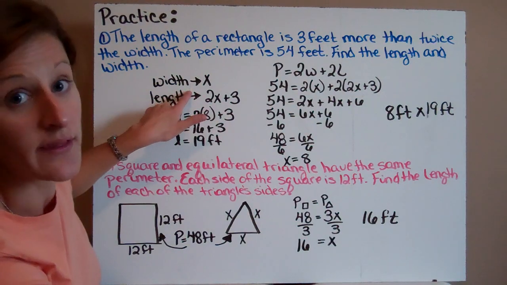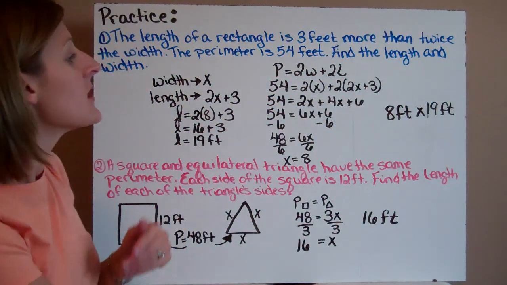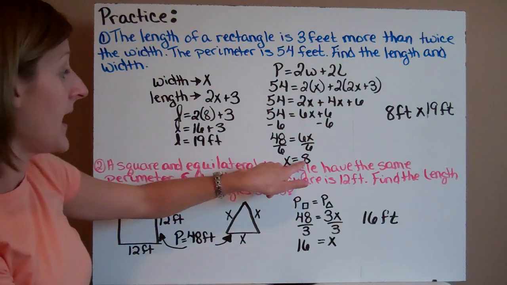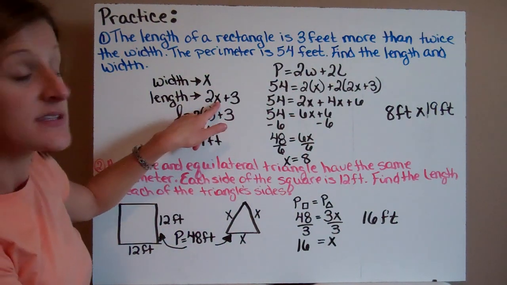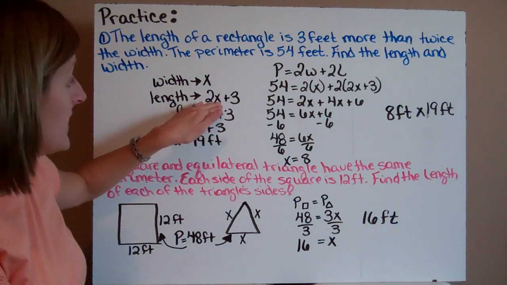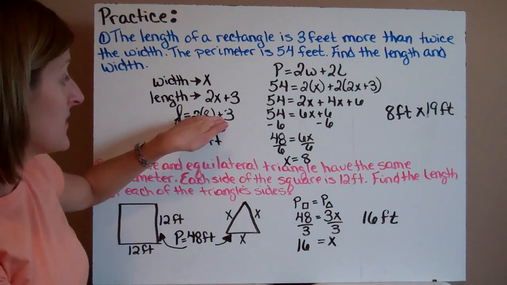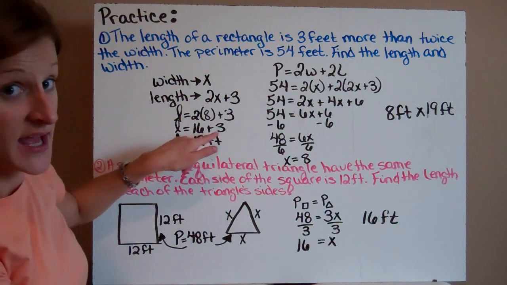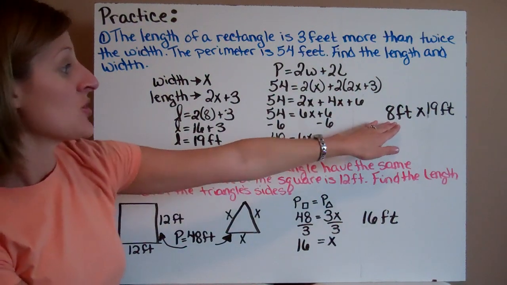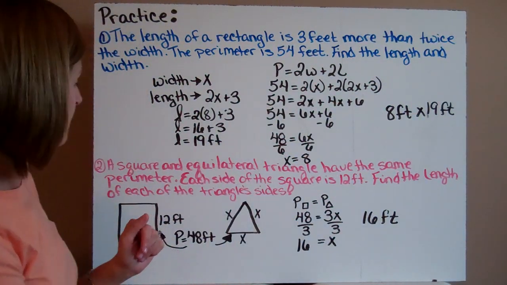Notice this is the width. It asked for not only the width, but also the length. To find the length, I need to plug in 8 for x. So I'm going to take this formula right here, this expression, and plug in 8 for x. So I get 2 times 8 plus 3. 2 times 8 is 16. Add 3 is 19. So I have an 8 by 19 foot rectangle.